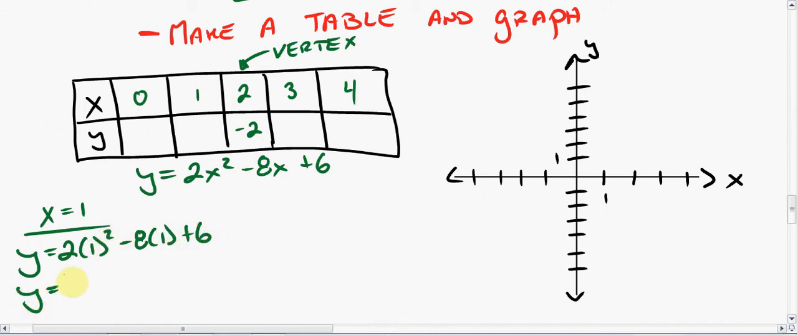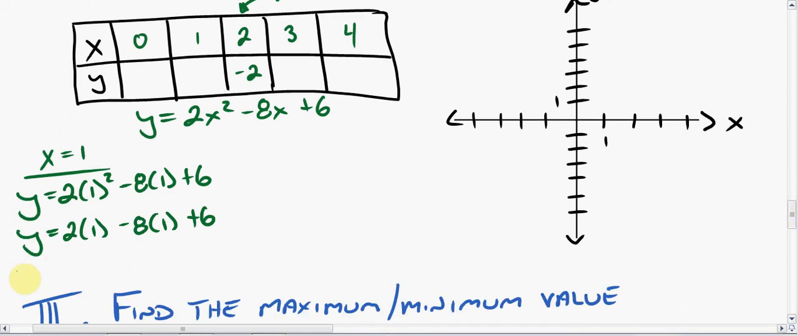1 squared is 1, so I've got 2 times 1 minus 8 times 1 plus 6. 2 times 1 is 2. Negative 8 times 1 is negative 8. Plus 6. Running out of room, so I'll squeeze it in over here. 2 minus 8 is negative 6. Plus 6 is 0. So when I have an x value of 1, my y value is 0. Since these two numbers are equal distances from the vertex, I know this number is also going to be 0.